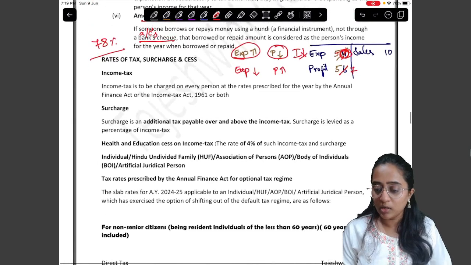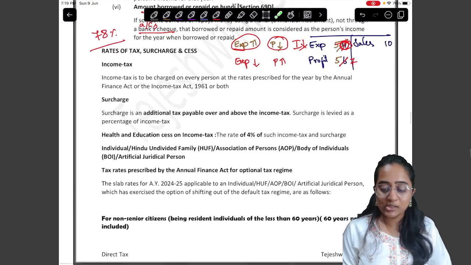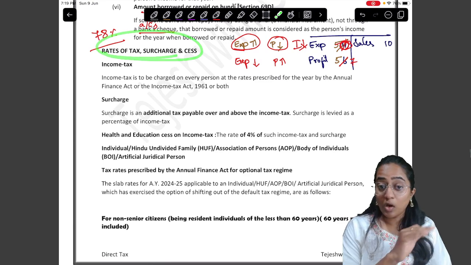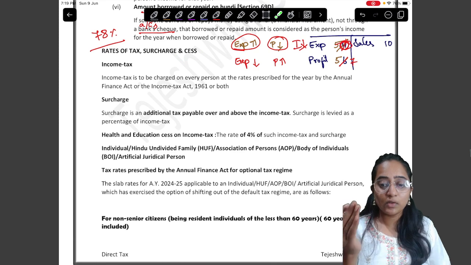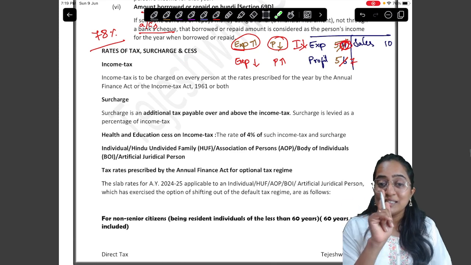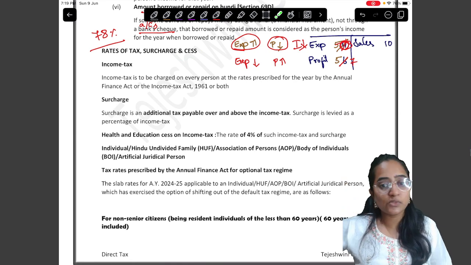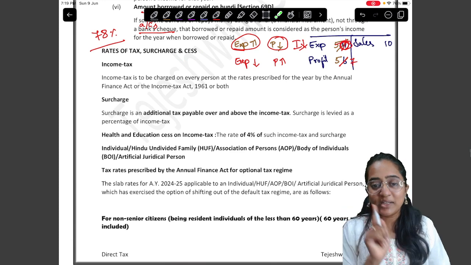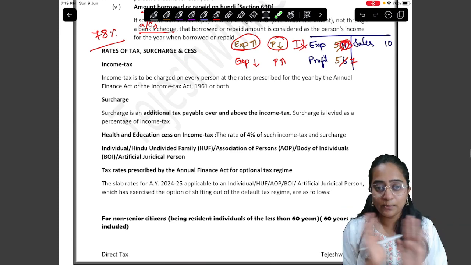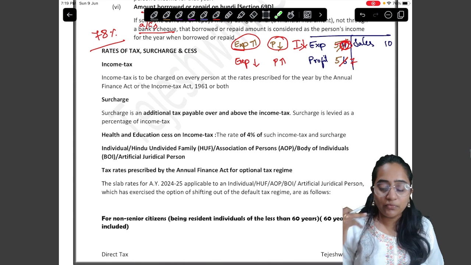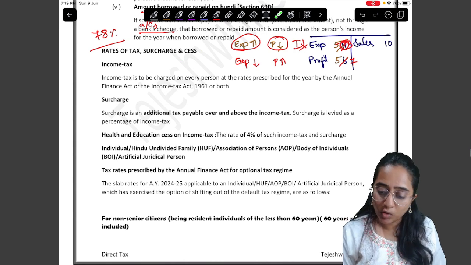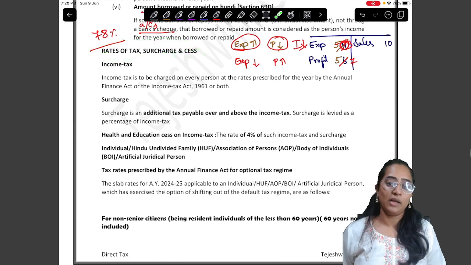Clear. Now, the concept of a rate of tax. See, try to understand. And all of us know that this is undisclosed income. The rate of tax which is applicable is how much? 60 plus 25 plus 4. That is 60 plus 25 plus 4. Total effective tax rate being 78%. Remember everyone. Clear?